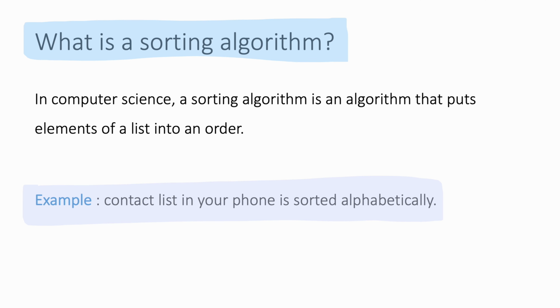What is a sorting algorithm? In computer science, a sorting algorithm is an algorithm that puts elements of a list into an order. For example, arranging numbers in descending order. One more practical example would be the contact list in a phone, which is sorted alphabetically, which allows us easier access to the contacts, right?